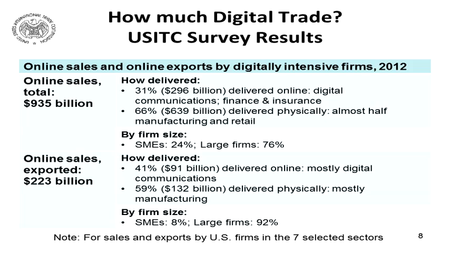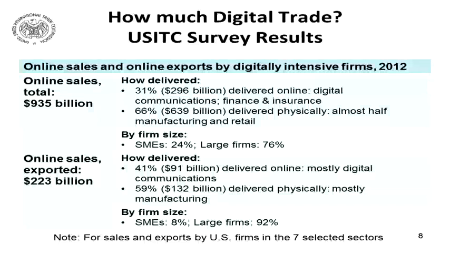What did we find in that survey? We found a lot of online sales in the United States, about $1 trillion worth. Most of that, about a third, is delivered online, and 2/3 of it is delivered physically, and those physical deliveries are largely through manufacturing and retail. And if you want to think of what size of firms are engaging in digital trade, domestically, or total anyway, about a quarter of them are SMEs. So small firms make up about a quarter of the value.